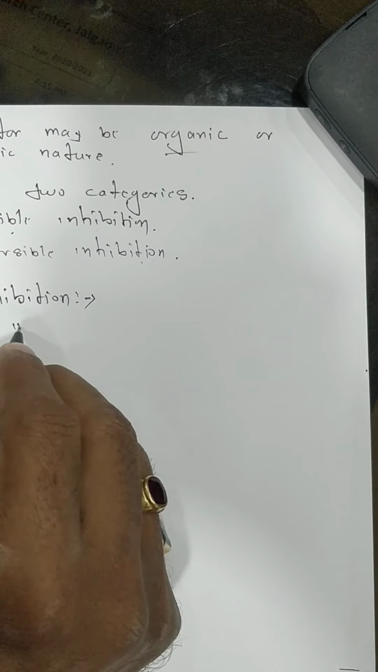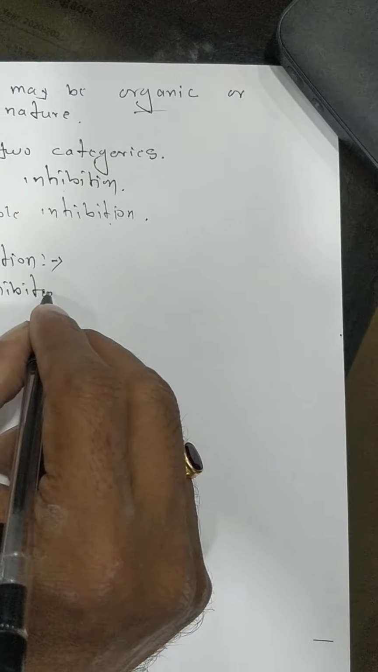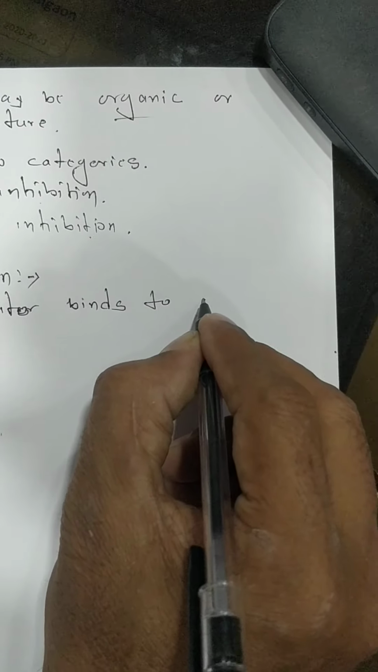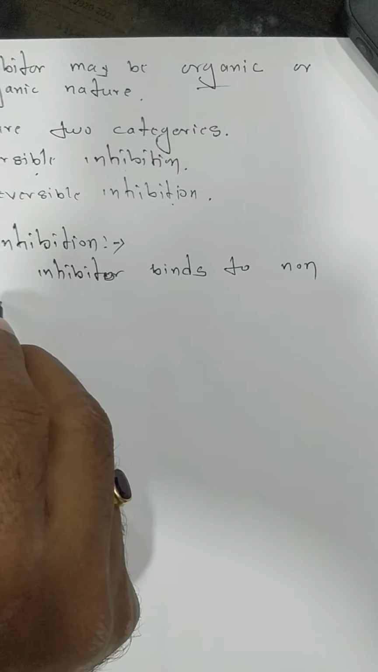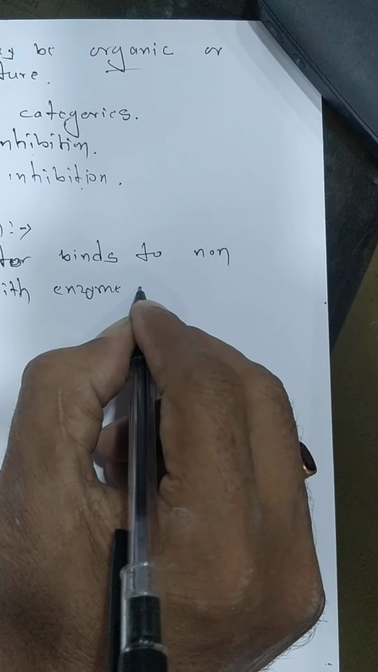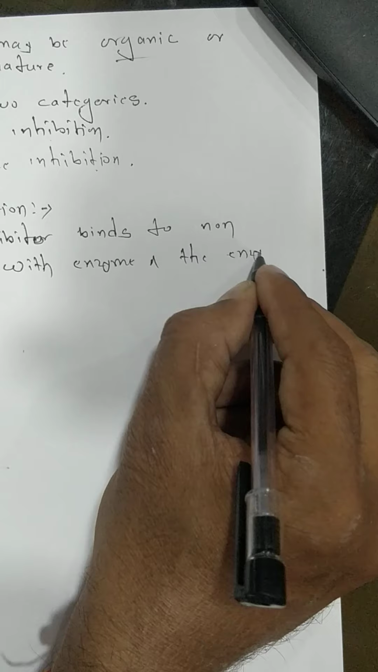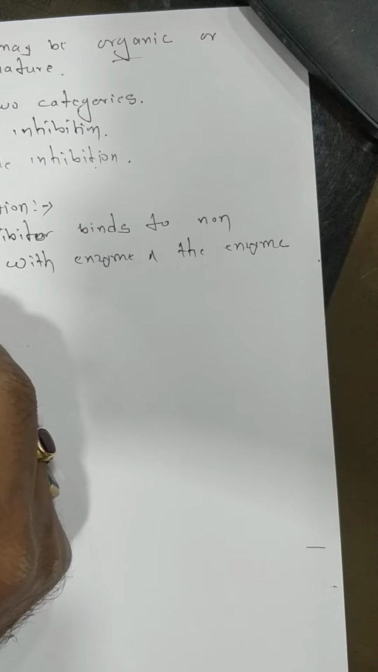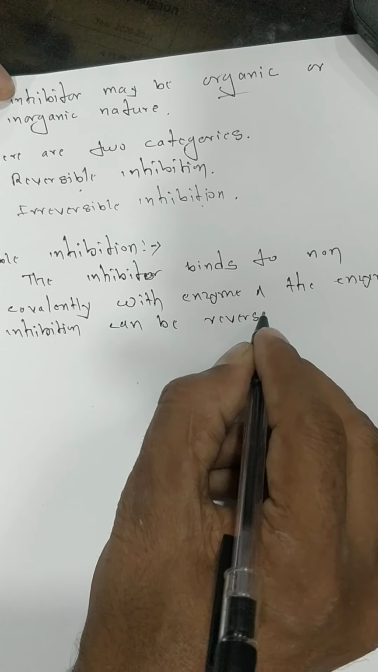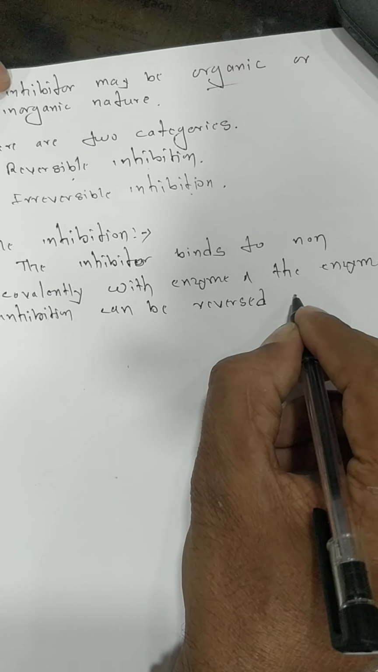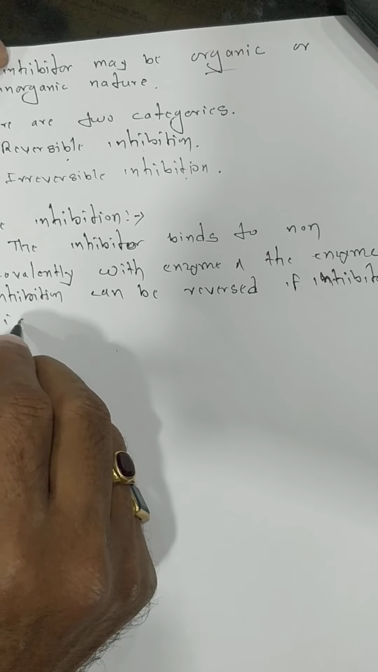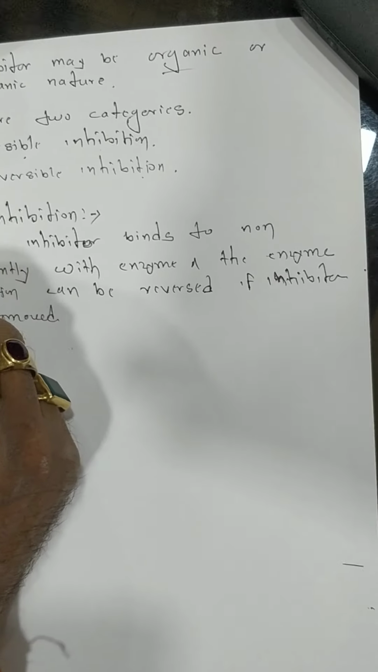In reversible inhibition, the inhibitor binds non-covalently with the enzyme, and the enzyme inhibition can be reversed if the inhibitor is removed. Can you understand? Reversible enzyme inhibition.